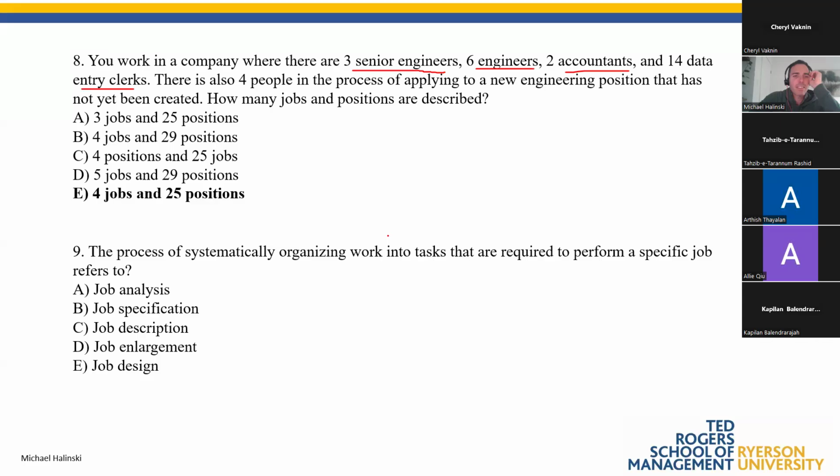Okay, let's keep going on to the next question. The process of systematically organizing work into tasks that are required to perform a specific job. Okay, so kind of like the hint.